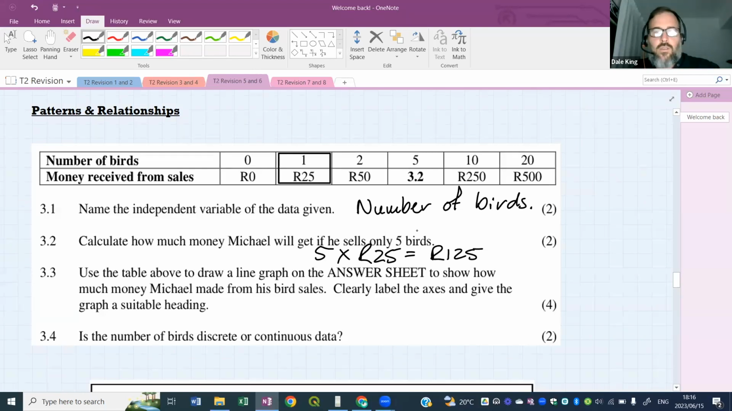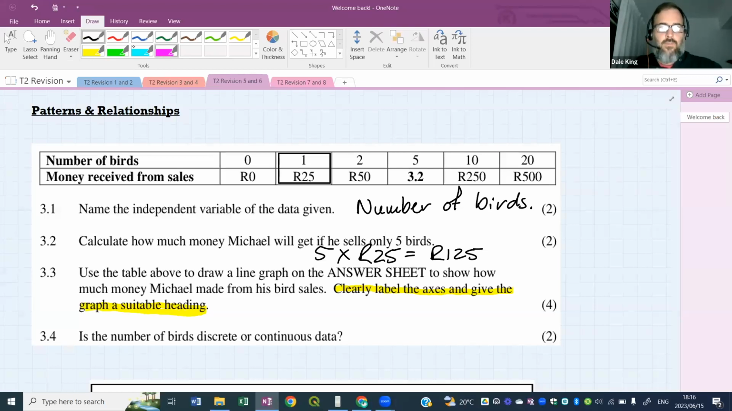Now, obviously, you guys, I can't draw lines. I'm going to do this one. So it says, use the table above to draw a line graph on the answer sheet to show how much money Michael made from his bird sales. Clearly label the axes and give the graph a suitable heading. Now, this instruction here, ladies and gentlemen, you're lucky you're getting that instruction. If they don't give you that instruction, you should be doing it anyway. So that's just a reminder, really.